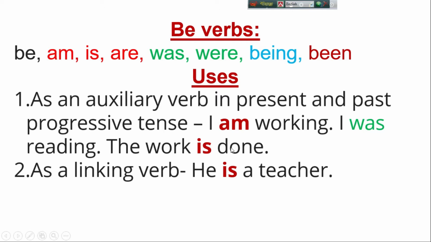The work is done. Here is is the auxiliary verb and it helps the sentence to make it passive form. Number 2. Be verb is also used as a linking verb or stative verb. He is a teacher. Here is is not an action verb. Linking verbs connect the subject and the object. So is is here a linking verb.